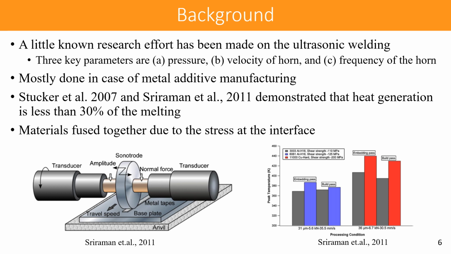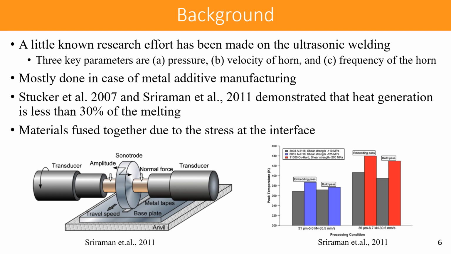The three key parameters of this technology are the pressure, the velocity of the horn, and the frequency of this horn, which helps the fusion bonding of the sheet metal. In two research papers I found, Bent Stucker and Sriraman demonstrated that the heat generation at the interface is less than 30% of the melting of the sheet metal. That means if we use aluminum and copper sheet metal, the heat generation at the interface is maximum 400 Kelvin, which is not even close to the melting of those types of metal.